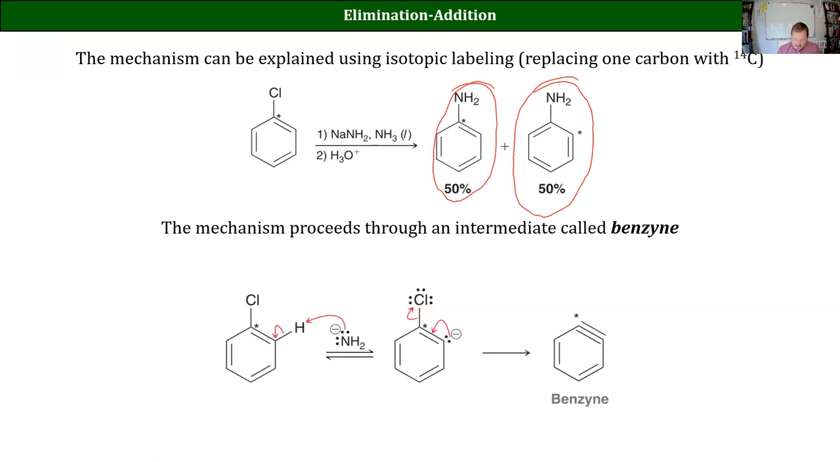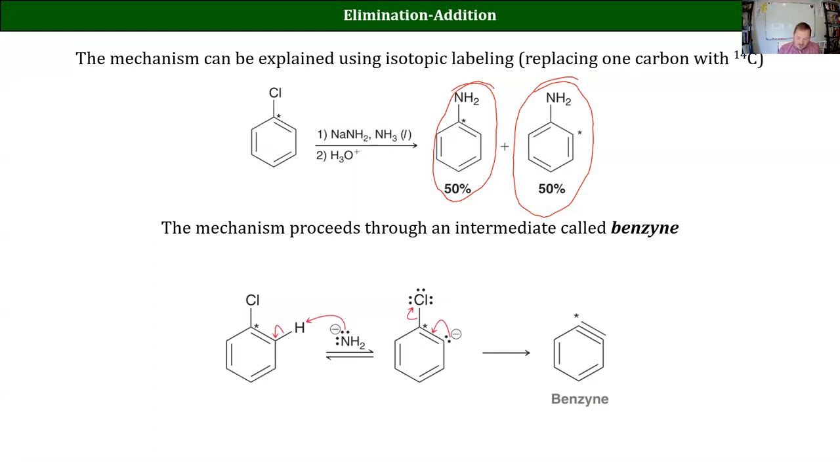And so the reason that they eventually figured out is because it goes through a very different intermediate called benzyne. So it's like an alkyne, it's like benzene, except with a Y-N-E, right? Benzyne tells us there's a triple bond. And so this is kind of similar to the nucleophilic substitution, except that we have the leaving group leaves first. So it's like the difference between SN1 and SN2.